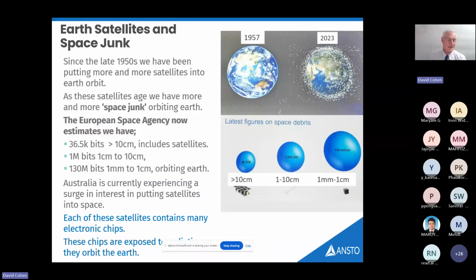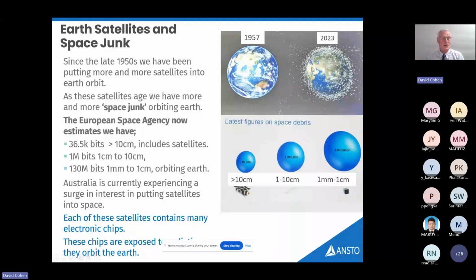Okay, let's switch track now. Let's go and have a look at what we can do in space and space junk. This is an interesting plot here. In 1957, the Earth looked like this. In 2023, we got a schematic where the Earth looks like this. And this is trying to represent the amount of space junk and satellites currently going around the Earth.